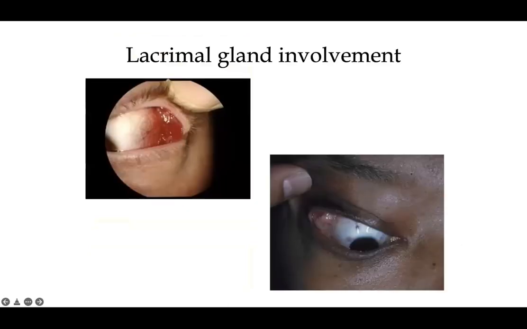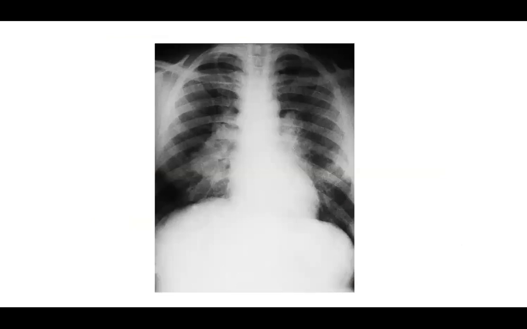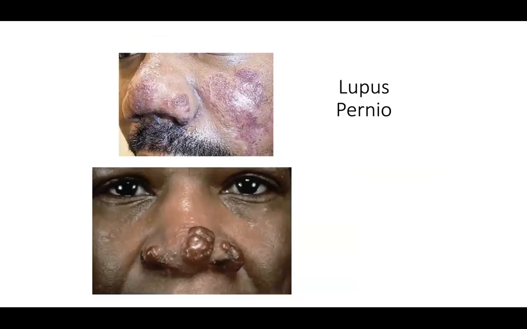Remember that lacrimal gland involvement in sarcoidosis is kind of a clinical highlight. So if you see enlarged lacrimal glands in a patient, definitely be thinking about sarcoidosis. And of course, hilar lymphadenopathy, which is infiltrated with the sarcoidal granulomas.